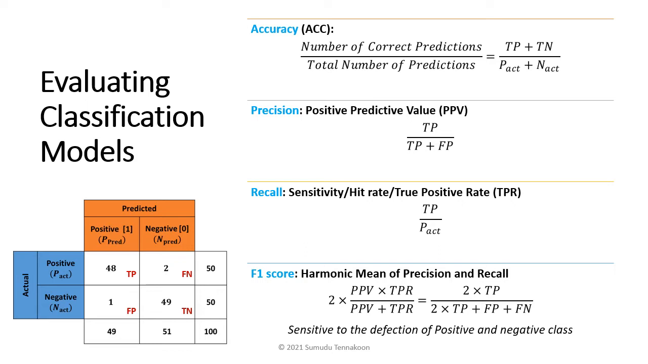Then recall, which we sometimes call sensitivity, hit rate, or true positive rate, in short form TPR. How we can get recall is true positive divided by the total number of actual positives in your data set. It's true positive divided by the total number of actual positives.